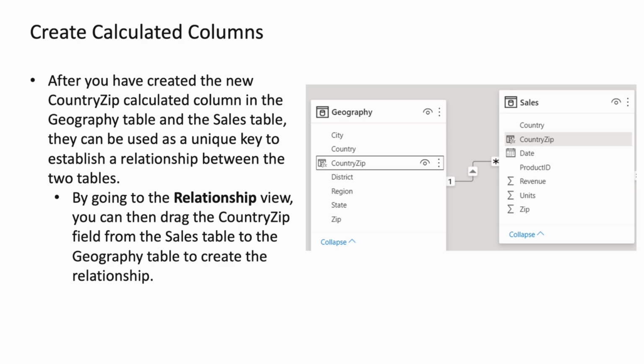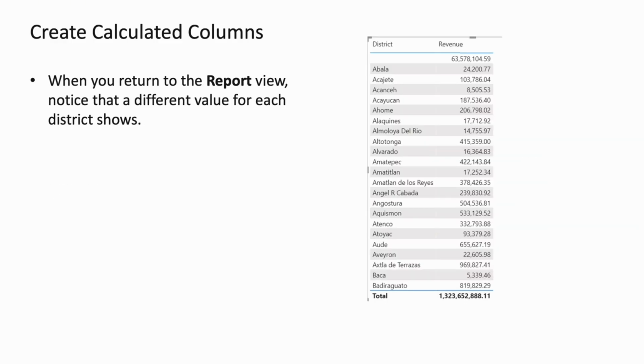After creating the CountryZip column, it can be used to establish relationships between tables in Model View. Drag it from one table to the other to link them. Returning to Report View, notice that each district now displays correctly, reflecting the new calculated field. Calculated columns are fully integrated into visuals.